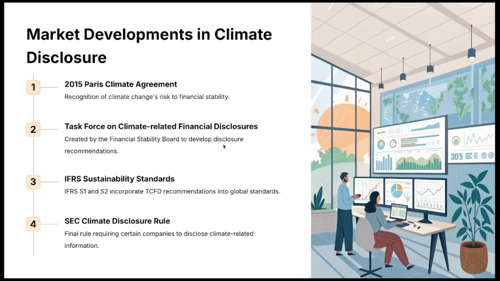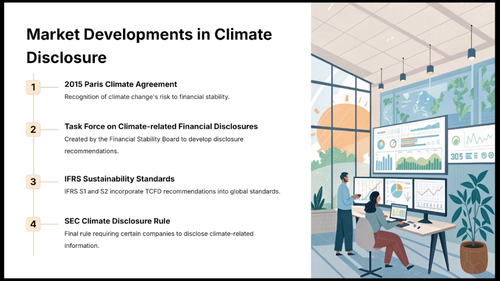Now let's talk about the market landscape. Over the past decade, there's been a major shift in how markets view climate-related risk and disclosure, and several key developments have shaped the momentum. The Paris Climate Agreement in 2015 was a turning point. It not only set global targets for limiting warming, but also signaled that climate change poses a systemic risk to financial stability. Then we have the Task Force on Climate-Related Financial Disclosures, or TCFD, which was created by the Financial Stability Board to address the need. It's the widely adopted framework for companies to disclose climate risks and opportunities in a consistent and comparable way.